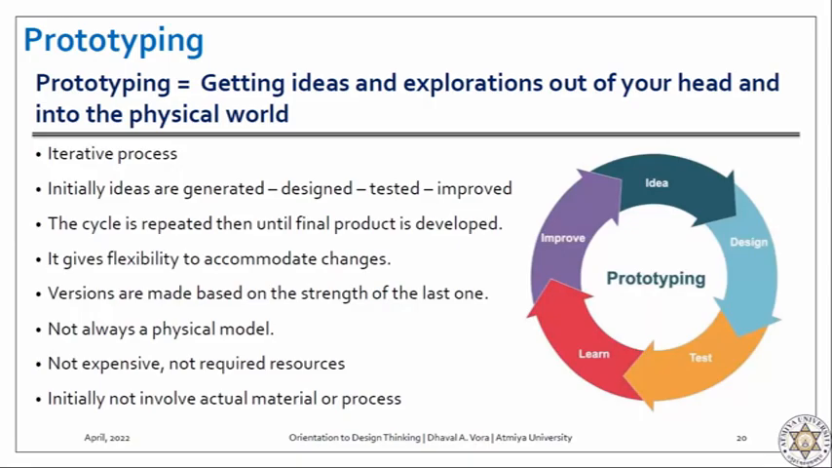Next is prototyping. So it means getting ideas and explorations out of your head and into the physical world. So it's a kind of iterative process. Initially, ideas are generated, then designed, then tested, and then improved. So iteration means what? At every stage, you make the idea more feasible, more viable, with the help of the feedback received from the different stakeholders. The cycle is repeated then until the final product is developed.